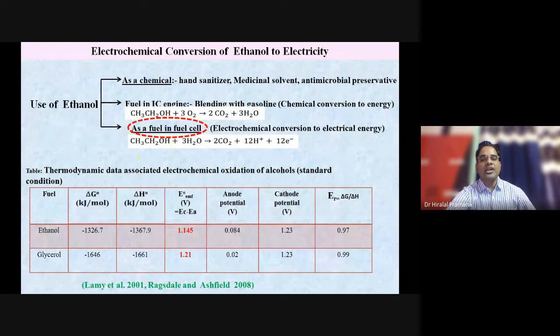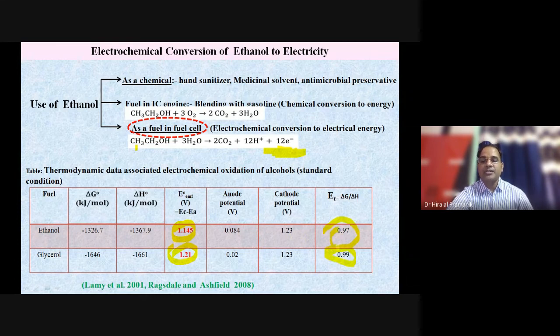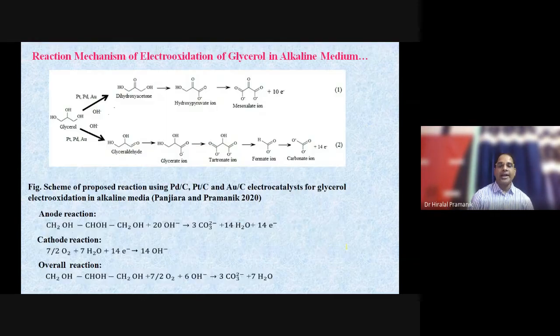But the electrochemical route will give you electricity. You can see the anode reaction, it gives 12 electrons. So one molecule, if it reacts with 3 molecules of water, gives 12 electrons, a quite large number of electrons is produced. All right. Ethanol and glycerol, if you compare, potential is 1.145, already I have discussed, and 1.21. And efficiency is 0.97, here 0.99, right? Del G by del H, that is called the thermodynamic efficiency, is quite high.